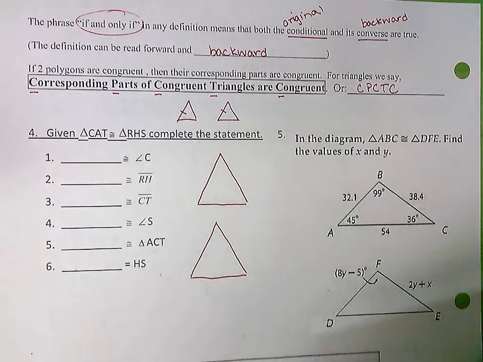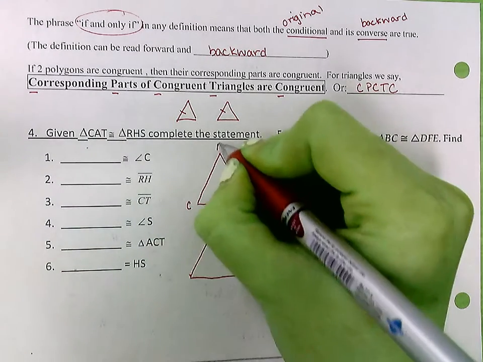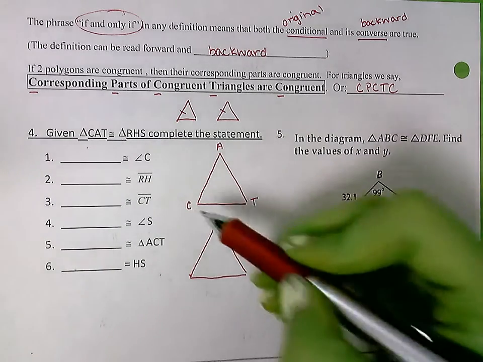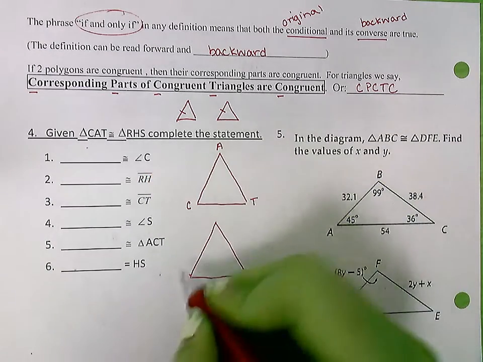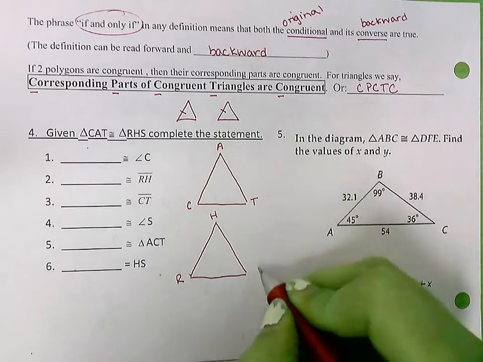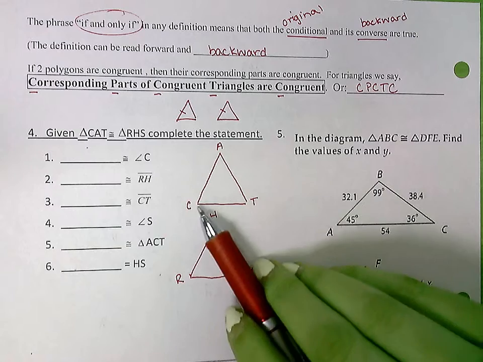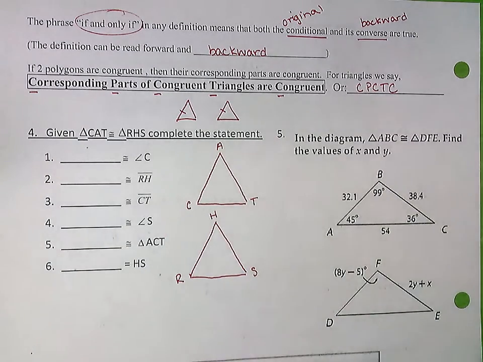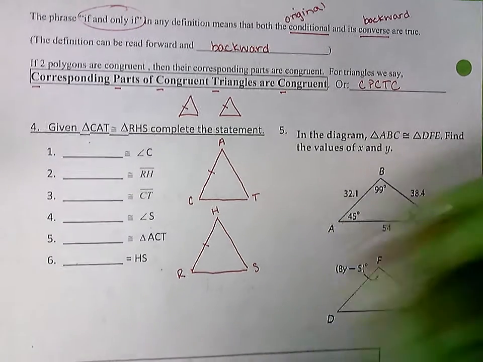Okay. Now I'm going to label them. So I have one that is CAT. Since this is the way I labeled the first one, that's how I have to label the second one: RHS. So angle C and angle R, A and H, T and S. You want them to go in that same order, so I can label their corresponding parts congruent.